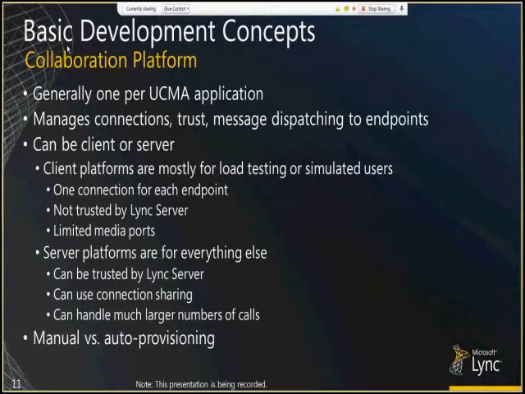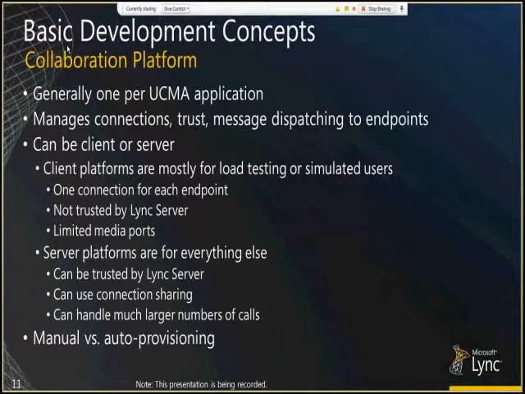Now, when you start up your collaboration platform, you need to provide it with some settings to tell it how to communicate with Lync server. There are two ways to do this. You can provide them manually through your application code, maybe pulling them from a config file, for example, or you can use an approach called auto-provisioning, which is what I recommend using most of the time.